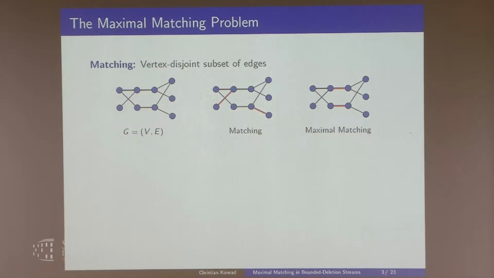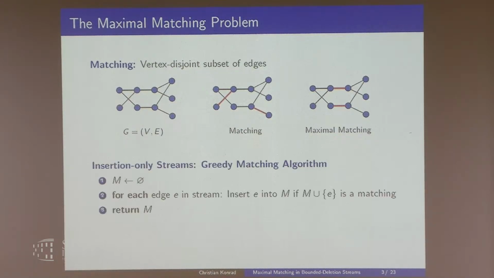Good. In insertion-only streams, that's not a particularly hard problem. If we don't have any deletions, we can just run the greedy matching algorithm that was observed a long time ago. We start with an empty matching, and for each edge in the stream, we insert the edge into the matching if that's at all possible, if it isn't blocked yet, and we return the matching. This creates a maximal matching and solves the problem with space at most n log n. That's good. We need that much space to write down a matching. That's optimal, there's no debate about it. So in insertion-only streams, the setting is very clear for maximal matching.